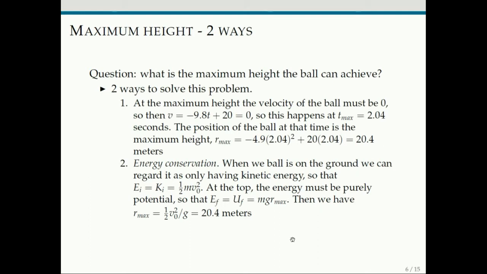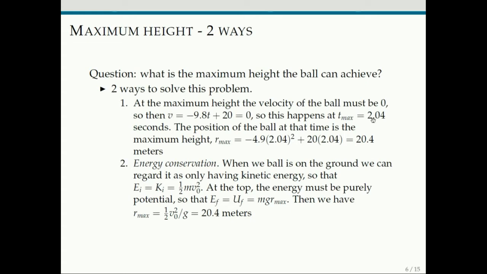Let's see how we go about this. When the ball is on the surface of the Earth, we can think of it as only having kinetic energy. So the initial energy that the ball has is 1/2 mv0 squared, where v0 is of course just 20 meters per second. Now at the top, at the maximum height, the energy must be purely potential at that instant.